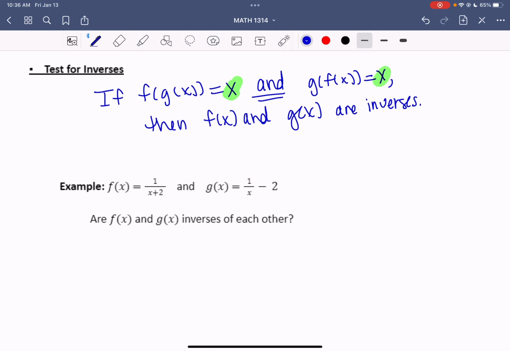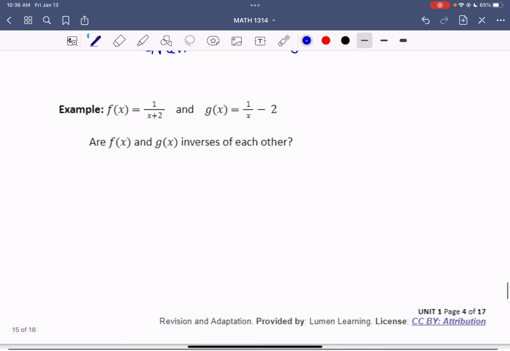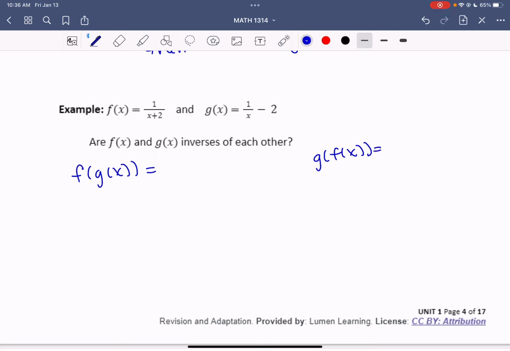So I want to do a quick 2 examples with you on this. It says, are f of x and g of x inverses of each other? So you need to first check, is f of g of x equal to x? And what is g of f of x? So you're going to have to do some compositions. So my tips for compositions is your first letter is going to be your template. Your second letter is going to be your plugin. So let's execute that. F is going to be your template.